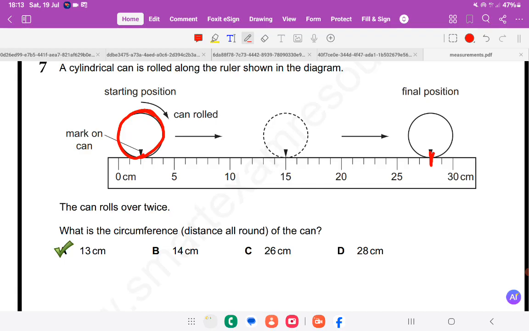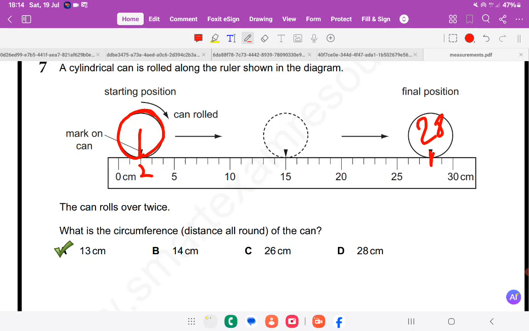The reading there must be 28. So this is 28. The reading over here must be 2. Sorry, this must be 2.